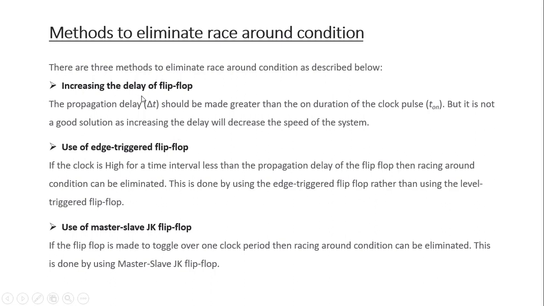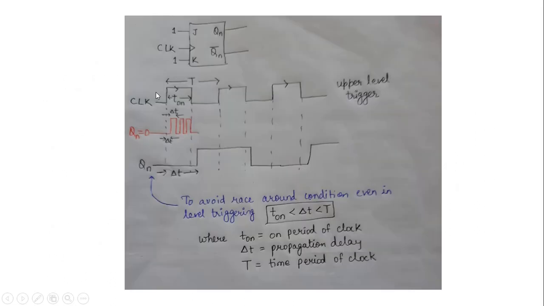One method is increasing the delay of the flip-flop. If we increase this delay delta t of the flip-flop to more than this on period and less than the whole time period of the clock, it should be less than the time period and greater than t on. Then, suppose Qn is 0 initially, it should toggle at this high level, but it will toggle after a certain time delay, so it will toggle at this point.